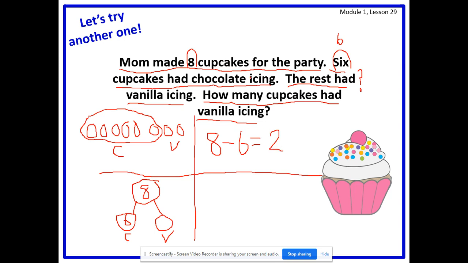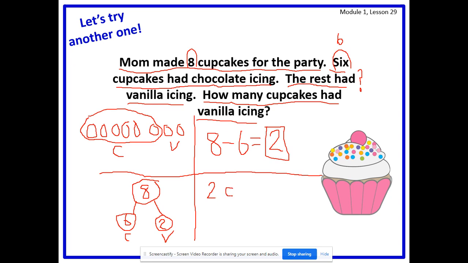And last, we box our answer. So what number are we going to box? Get ready. 2, right? Because 8 and 6 are already in our story. This is the number we're looking for. So go ahead and box 2. And last, we write our statement using words to answer the question. How many cupcakes have vanilla icing?